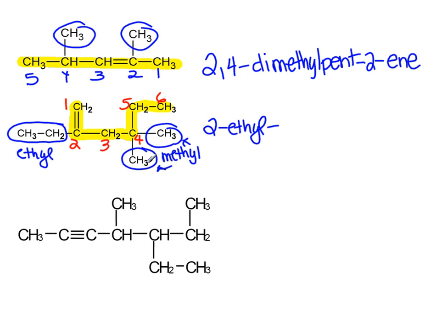There are 2 of them, so I'm going to need to put dimethyl. But since they're both attached at number 4, I have to list the number twice. One number 4 is for this methyl, and one number 4 is for this methyl. So I put 4, 4, then I put dimethyl, then I need to continue on with the rest of my molecule. 6 carbons long with a double bond on the end, so hexene. So this is 2-ethyl, 4,4-dimethyl hexene.